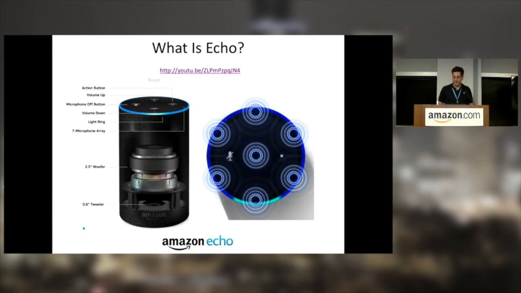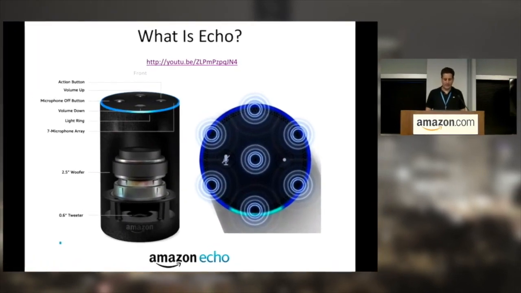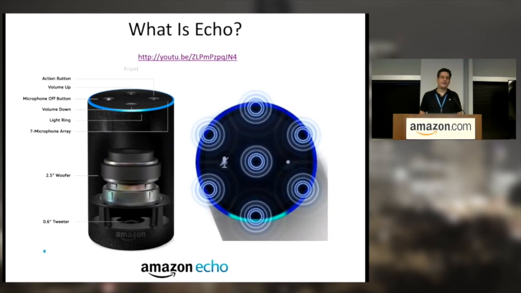What is Echo? Echo is a Wi-Fi connected device designed for voice interaction. As you can see, it has 7 microphones that allow it to hear you even in very challenging acoustic conditions. It has a pair of speakers, woofer and tweeter, that provide 360 degrees surround sound. And it is connected to the Alexa Voice Service in the cloud. And with Echo, you can do different things.